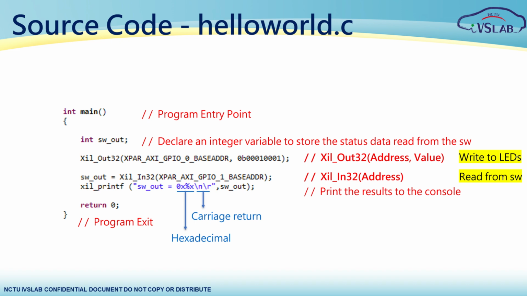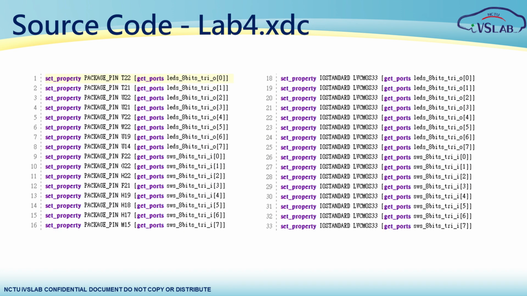Following that, we have sw_out equals Xil_In32, this line performs the read operation. The CPU issues an AXI read request across the bus to the switch's base address. The GPIO peripheral then returns the current status of the slide switches, saving it directly into our sw_out variable. Finally, we print out the results to the terminal. Here, we format the output in hexadecimal to display the switch status we just captured, and then terminate the program. Through this single read and write cycle, we have successfully completed the basic communication workflow between a processor and a hardware IP core. Here is the constraints code for this lab.